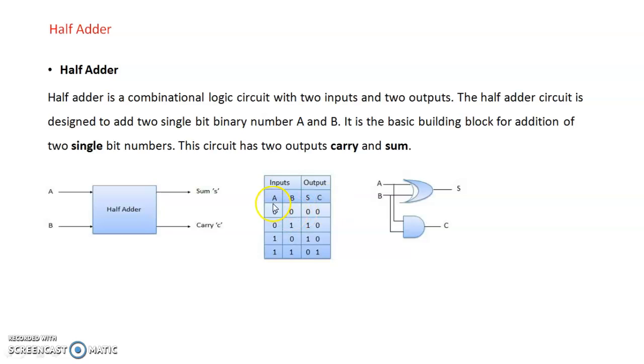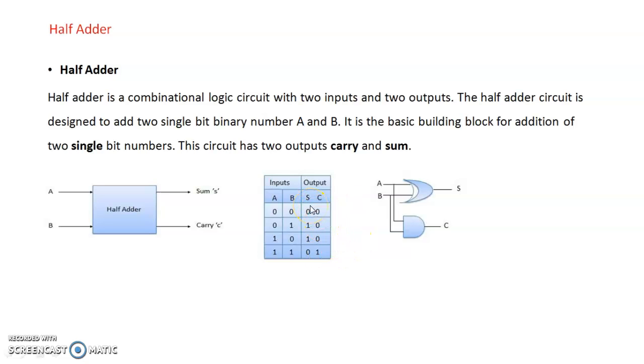In the truth table, we take 2 inputs, A and B. Sum and carry are the outputs. The inputs are 00, 01, 10, 11. When both the inputs are 0, 0, sum is 0, carry is 0. When A is 0 and B is 1, 0 plus 1, sum is 1 and carry is 0. When A is 1 and B is 0, 1 plus 0, sum is 1 and carry is 0. When both the inputs are 1, 1, sum is 0 and carry is generated as 1.